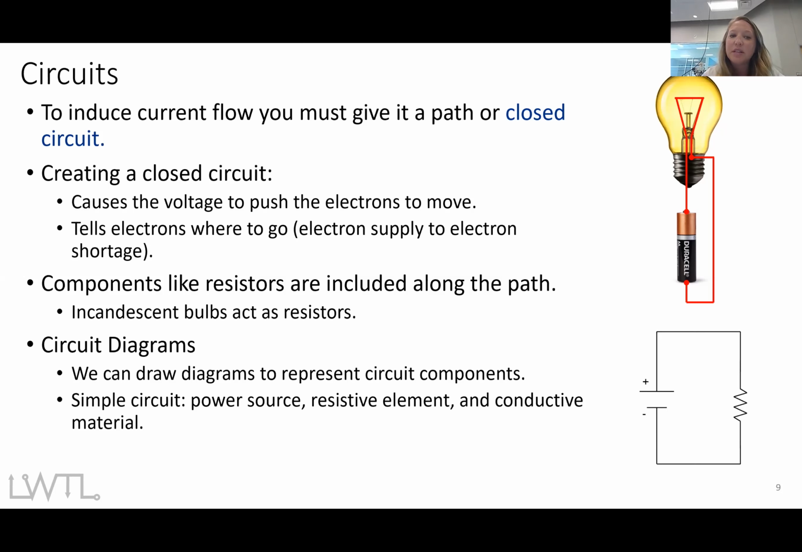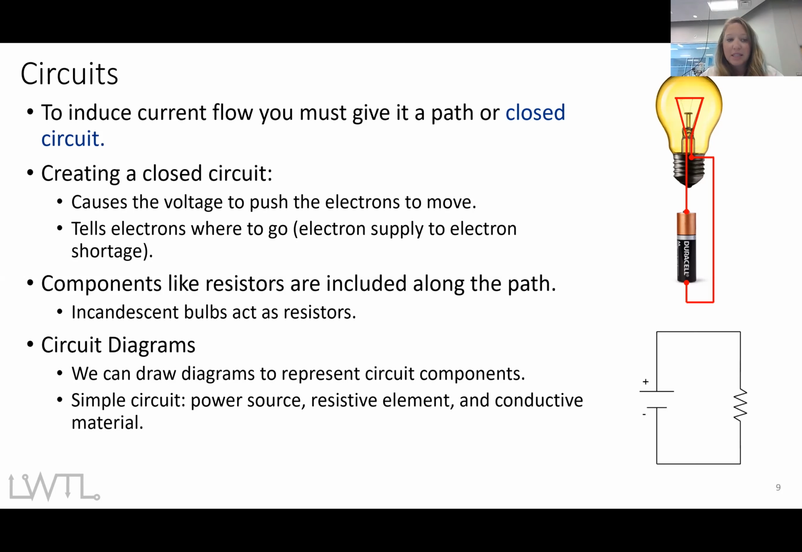Components like resistors are included along a path. An incandescent light bulb is an example of a resistor. These physical resistors add resistance as the electrons flow through the circuit. If there was no component in between the negative and positive side, we would have what we call a short. It would get really, really hot because those electrons would immediately get to the positive side and burn up. It'd be too fast. So we include resistors in different ways for that purpose.